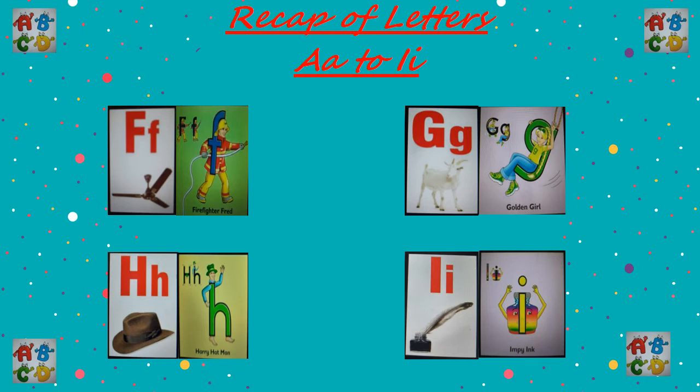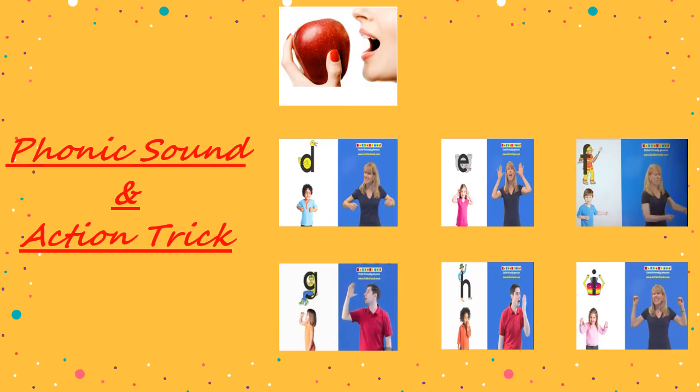The next flashcard is of letter I. Very good. And the letter and character friend of letter I is Impy Ink. Ink. Now we will recap the phonics sound and action trick of letters A to I.